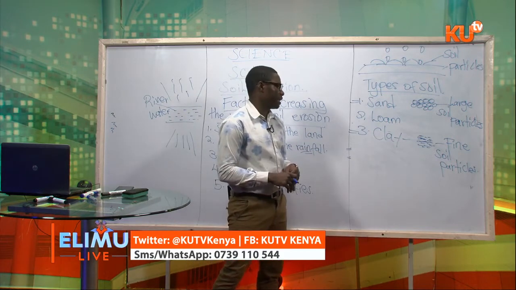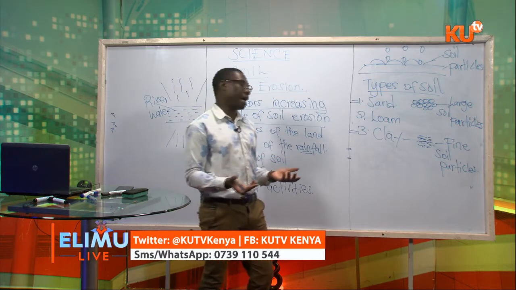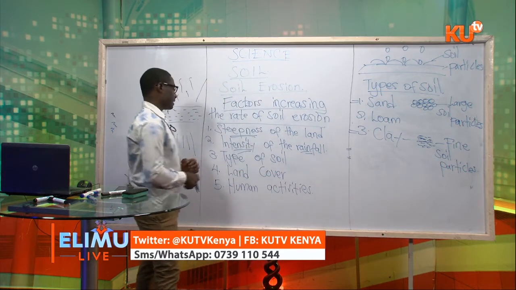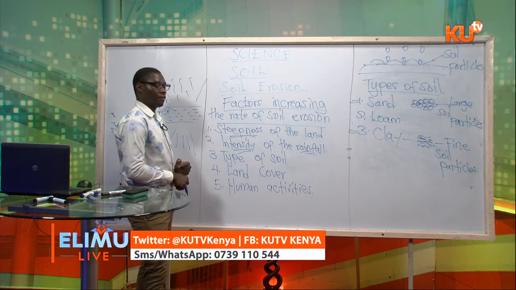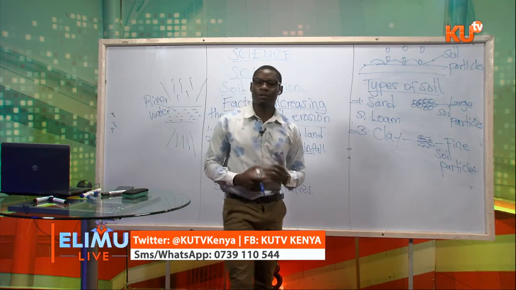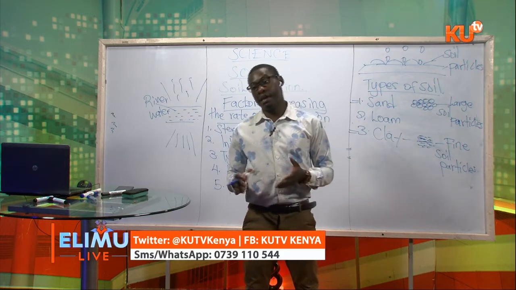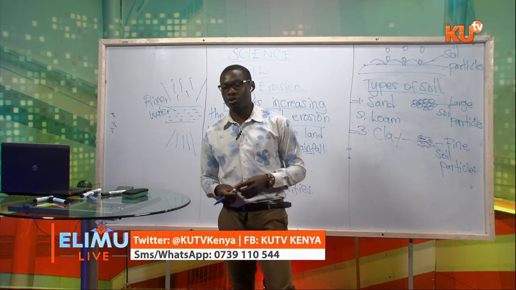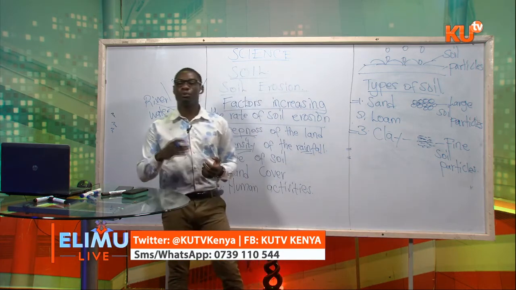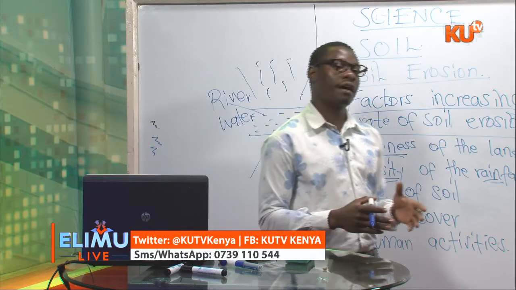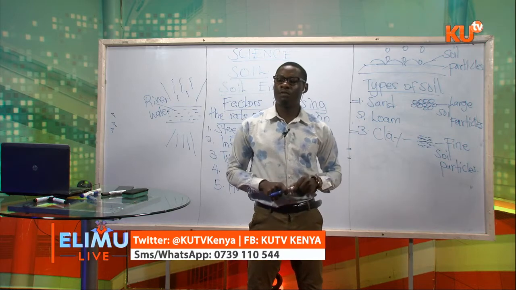When we come to loam soil, it will just have a moderate type of soil erosion. It will neither be high nor low. So that is the 3rd factor that determines soil erosion. Then we come to number 4, the land cover. When I talk about land cover, I'm looking at a bare land and a land that has either plantations or trees. When we have a bare land, soil erosion is going to be high. But when we have plant cover on a land, then soil erosion is going to be very minimal.